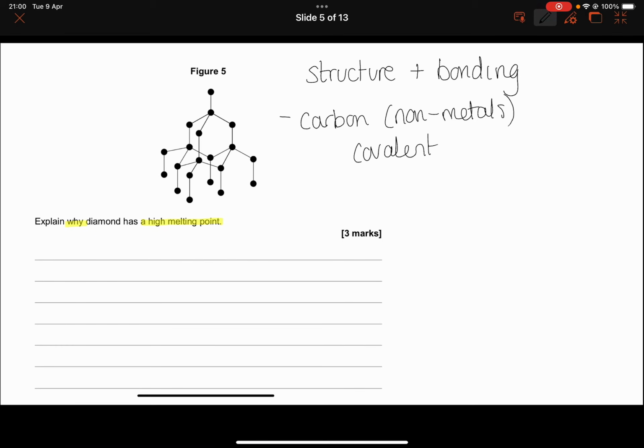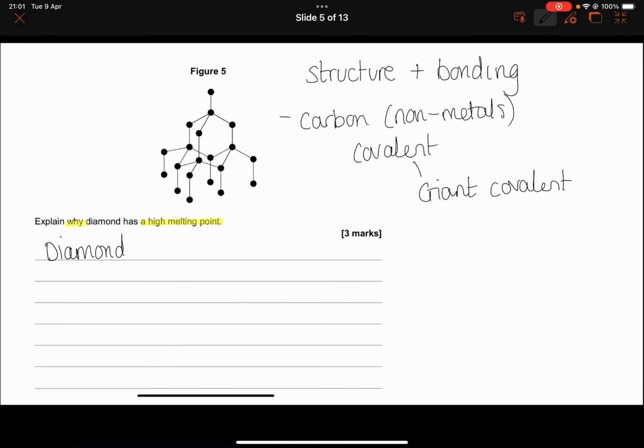Now, with covalent bonding, you should have learnt about two different types of structures, simple structures or giant structures. Simple only contains a small number of atoms, giant contains lots of atoms. Diamond is a giant covalent structure. Now, actually, if you'd remembered that, that is your first 2 marks.